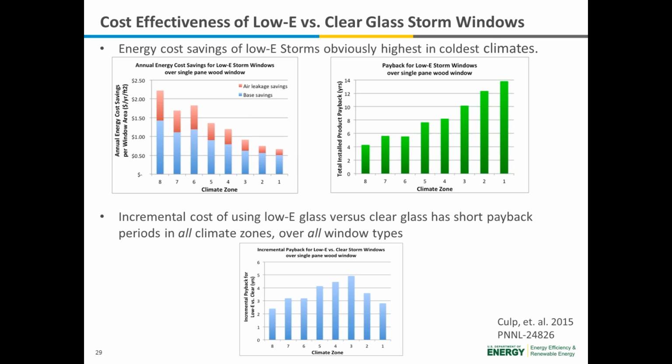And so if we, similar to other measures, look at just the incremental cost of using low-E glass versus clear glass, there is a short payback period in all climate zones over all window types. So if you've chosen to do a storm window, it always makes sense to do a low-E storm window.